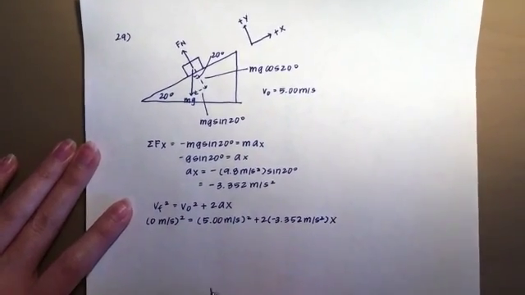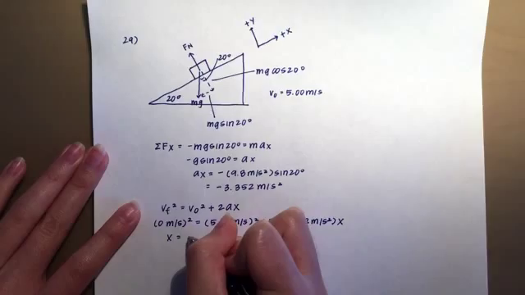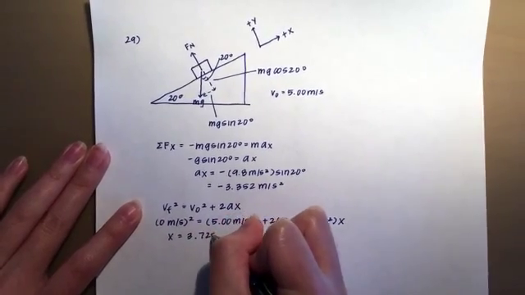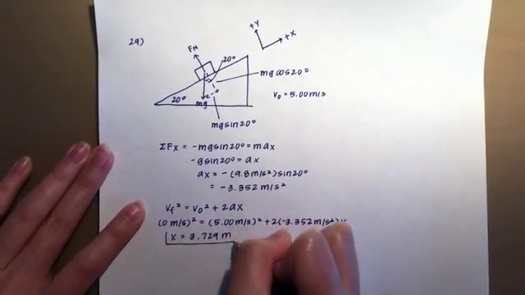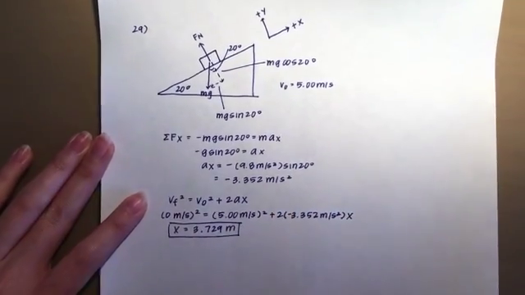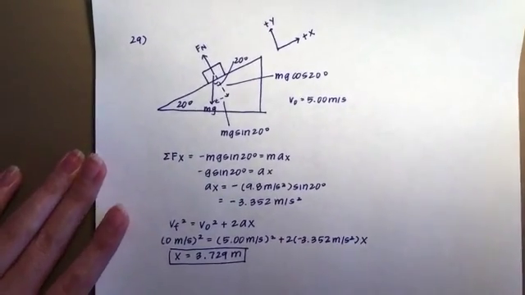So after simplifying that, x is going to be 3.729 meters. And that's how far the block slides up the incline before coming to rest.